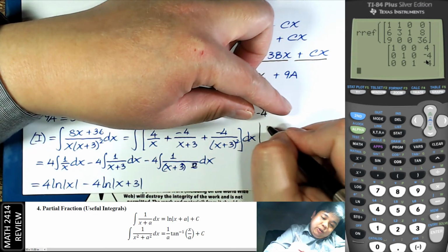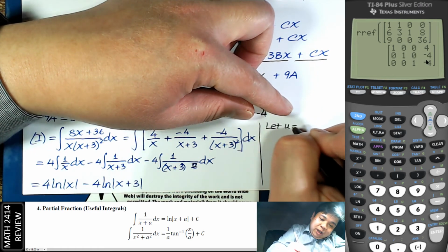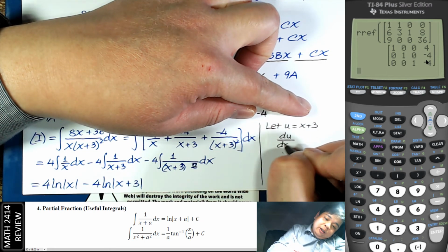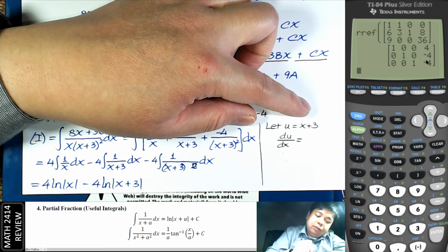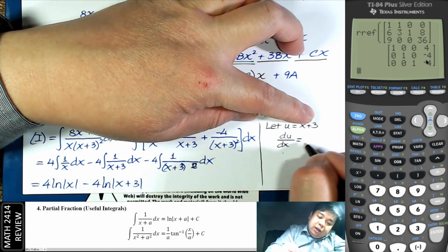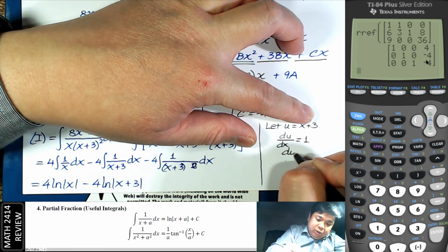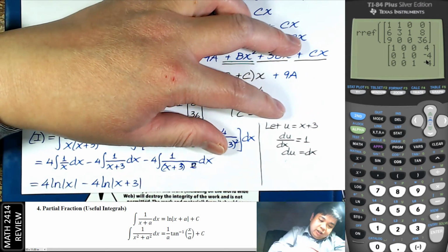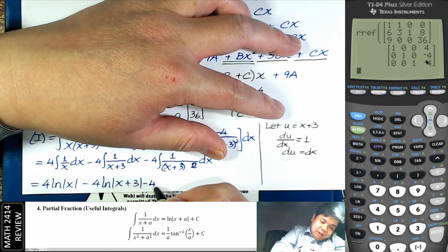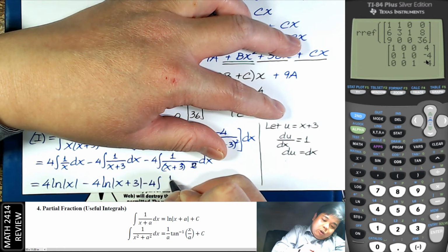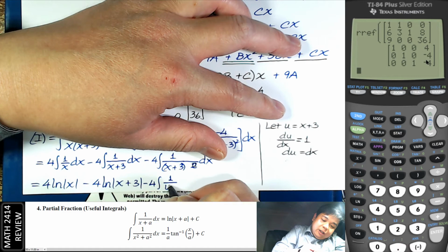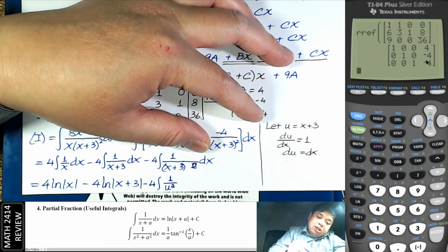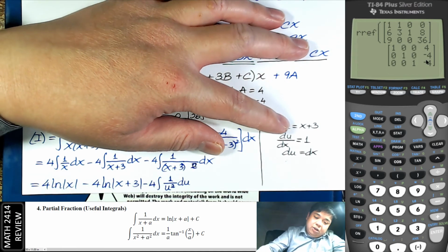Let u be x plus 3. The derivative is 1, so du is equal to dx. So substitute in here, we have -4 times 1 over u squared. X plus 3 is u, and dx is du. So that's easy.